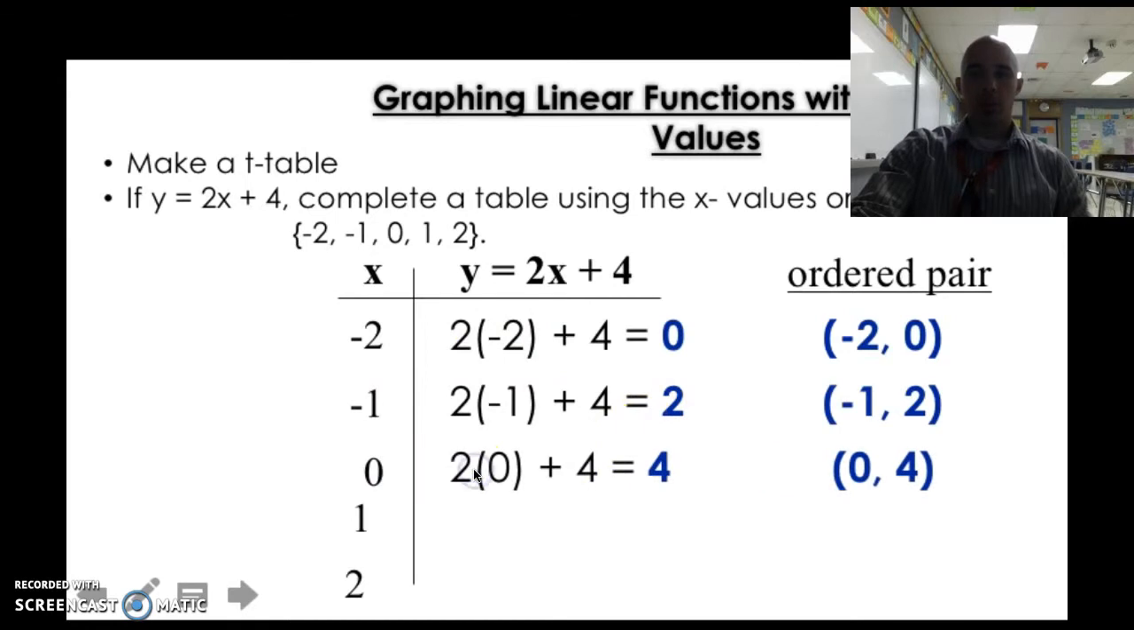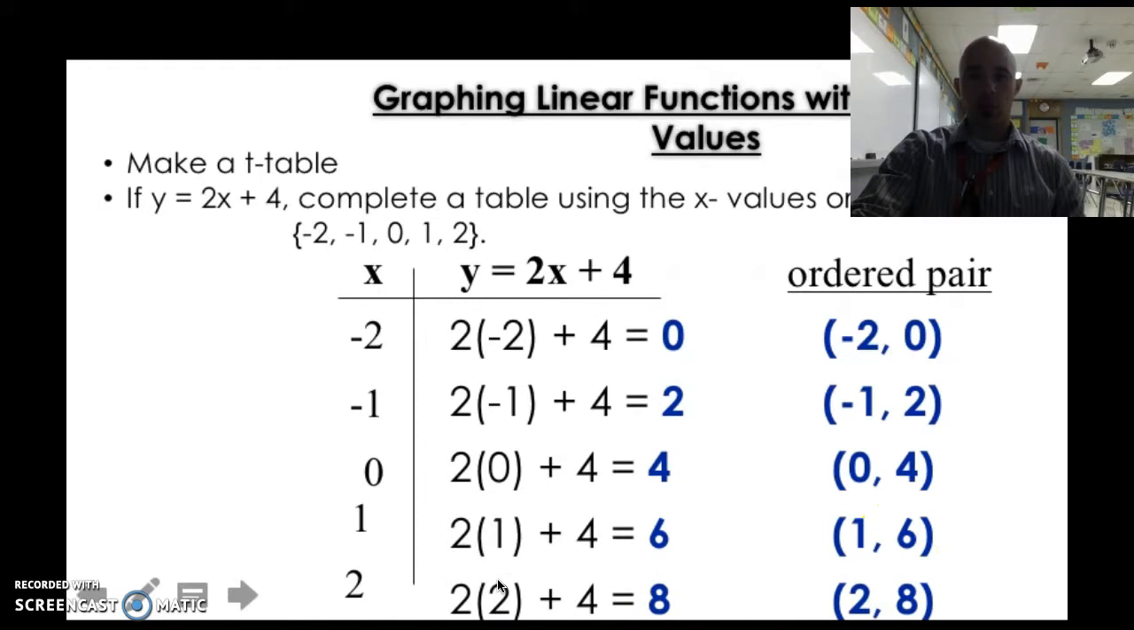2 times 0 plus 4 is 4. 2 times 1 plus 4 is 6. There goes your ordered pair: at x is 1, your y is 6. And 2 times 2 is 4, 4 plus 4 equals 8. So these are your ordered pairs, and you'll take each of those ordered pairs and graph them on the x and y axis.